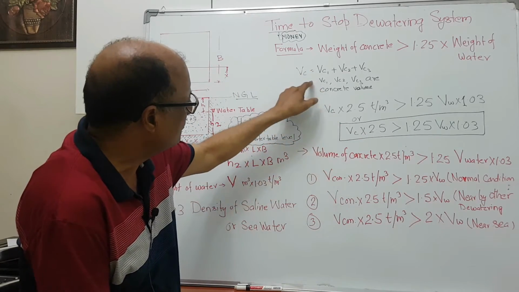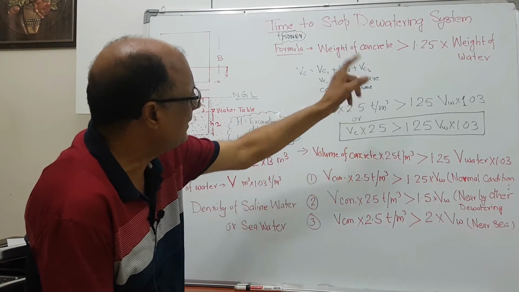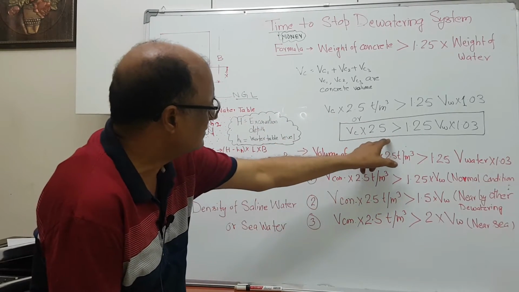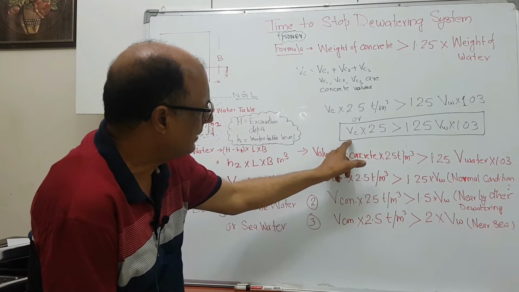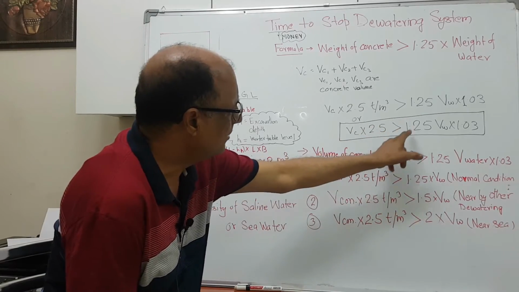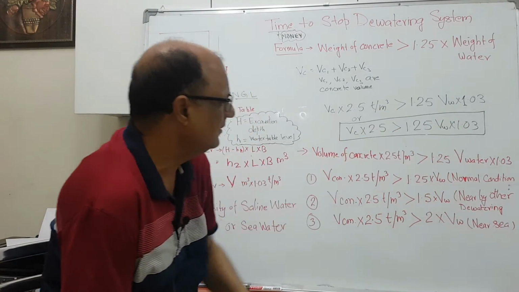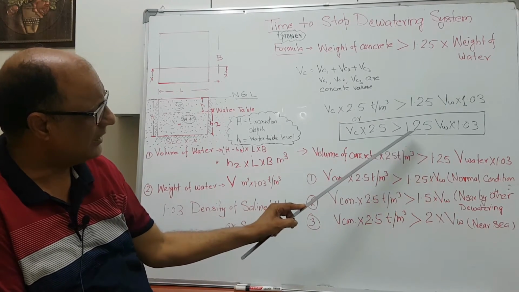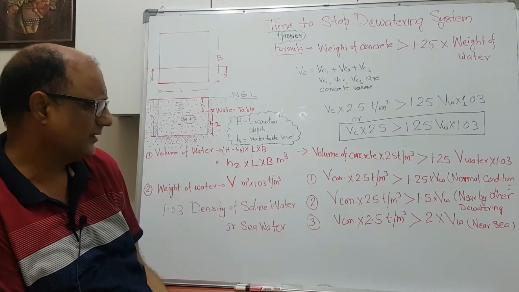So we are going to pour this concrete at different times. So time will increase, and we will reach the stage when the weight of concrete is more than 1.25 times the weight of the water. Now it is time to explain what the 1.25 is.